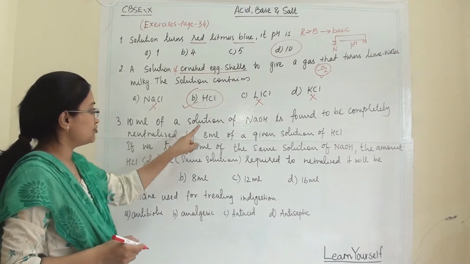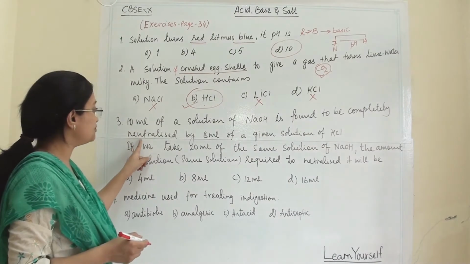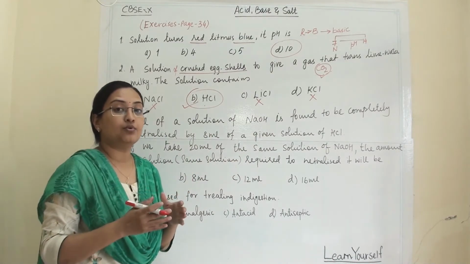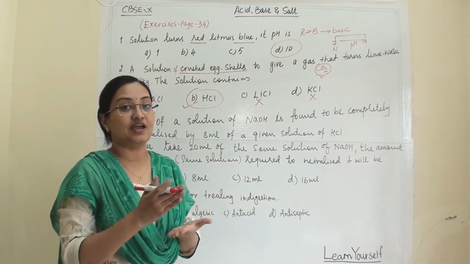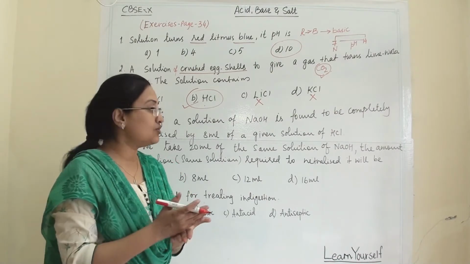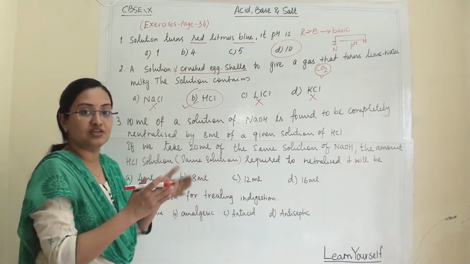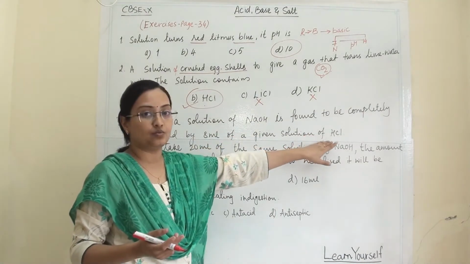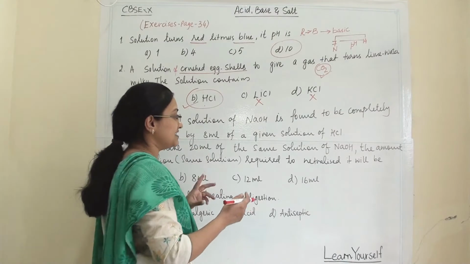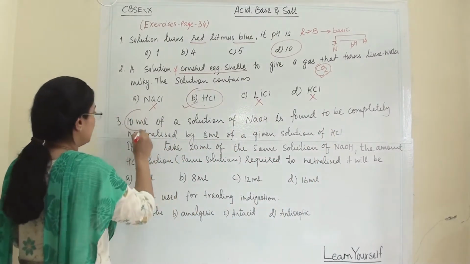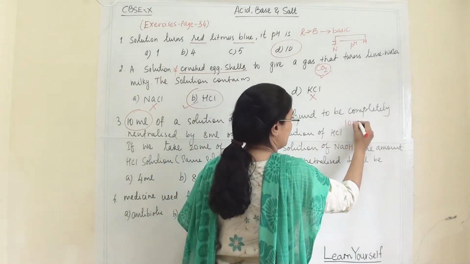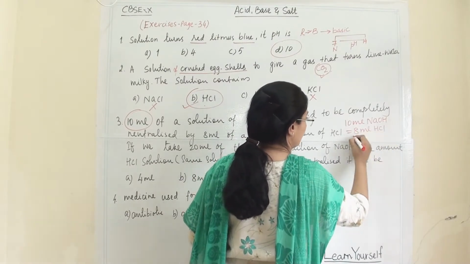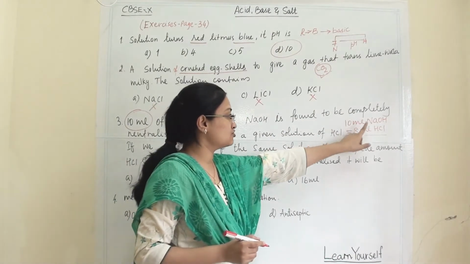Now, 10 ml of solution of NaOH is found to be completely neutralized by 8 ml of a given solution of HCl. It depends upon the concentration of the basic solution and the concentration of the acidic solution. It will not always be the case that 10 ml of NaOH is neutralized by 10 ml of HCl, because from this you will get 1 OH and from this you will get 1 H. It depends upon the strength of the acid and base. So here it is said that 10 ml of NaOH is neutralized by 8 ml of HCl. So we are guessing that the HCl is stronger than the base.